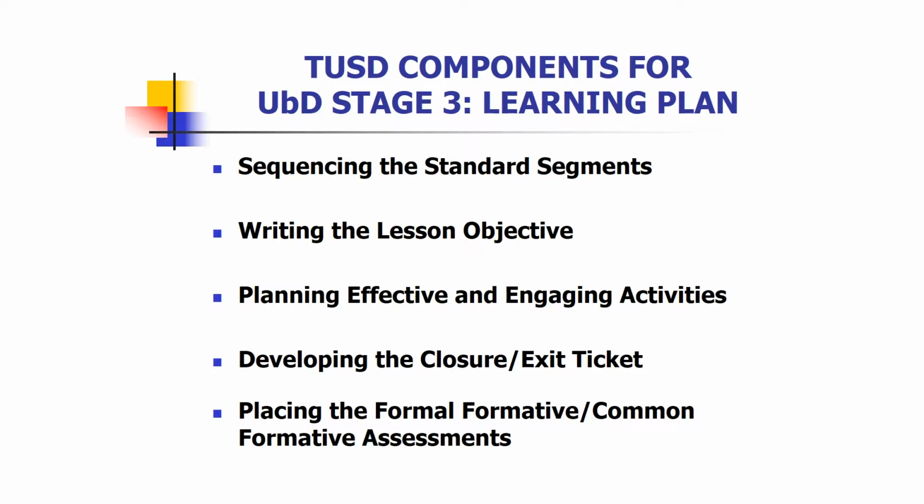TUSD has 5 critical components that need to be addressed in each lesson in the Stage 3 Learning Plan. They are sequencing the standard segments, writing the lesson objective, planning effective and engaging activities, developing the closure and exit ticket, and placing the formal, formative, and common formative assessments.